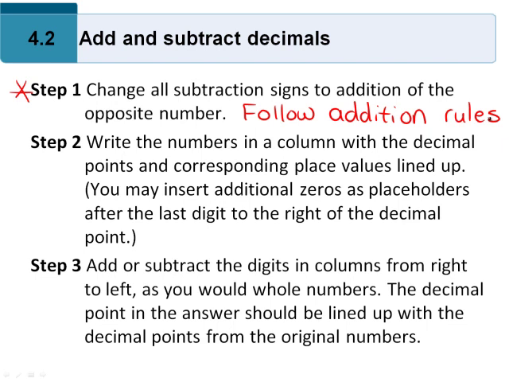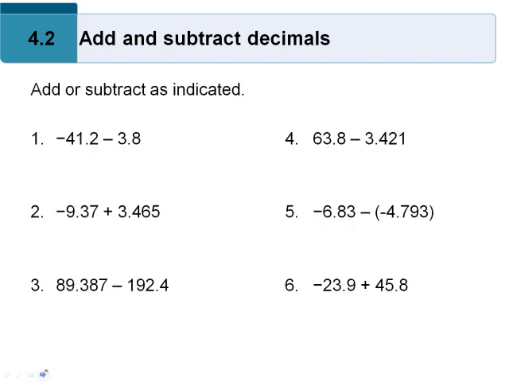Alright, so let's see what we've got going on here. So here's some problems to practice on. Negative 41.2 minus 3.8. So we have subtraction. The first thing I want to do, remember with subtraction, we're going to do keep, change, opposite. So we're going to definitely be doing that to keep our signs straight. So negative 41.2, that stays the same. Change it to plus and take the opposite, would be negative 3.8.